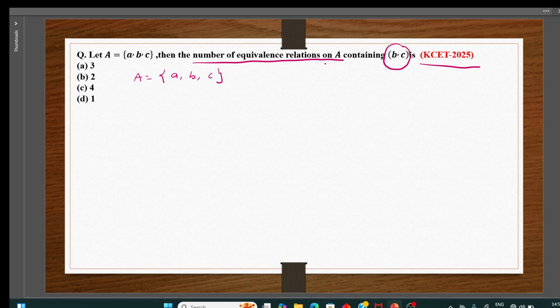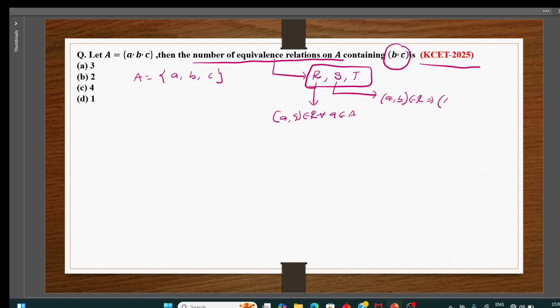Number of equivalence relations. First, an equivalence relation means we have to satisfy reflexive, symmetric and transitive. The relation that satisfies reflexive, symmetric and transitive is called an equivalence relation. Reflexive means (a, a) belongs to R for all a belonging to set A. Symmetric means (a, b) belongs to R implies (b, a) belongs to R for all a, b belonging to set A.